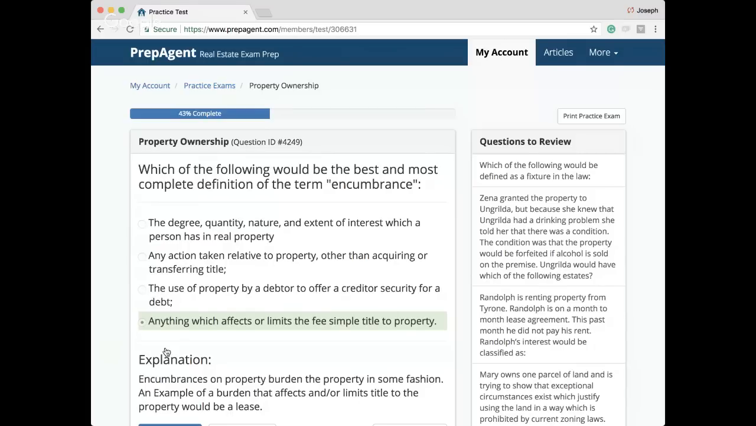So the word encumbered, it's not just a real estate term, it's basic vocabulary. And I want some of you to understand that. A lot of you get so intimidated by the vocabulary on this exam that you forget this isn't real estate vocabulary. It's vocabulary in your everyday life, just being applied to real estate. And this is a perfect example of that. Okay, so an encumbrance is anything that limits you.